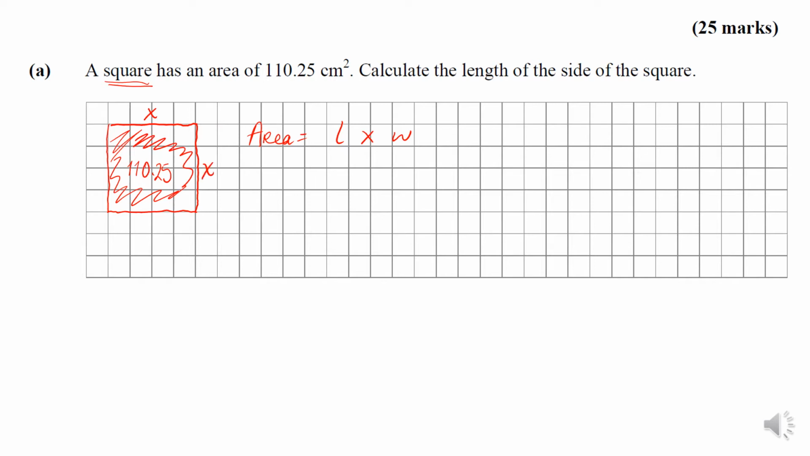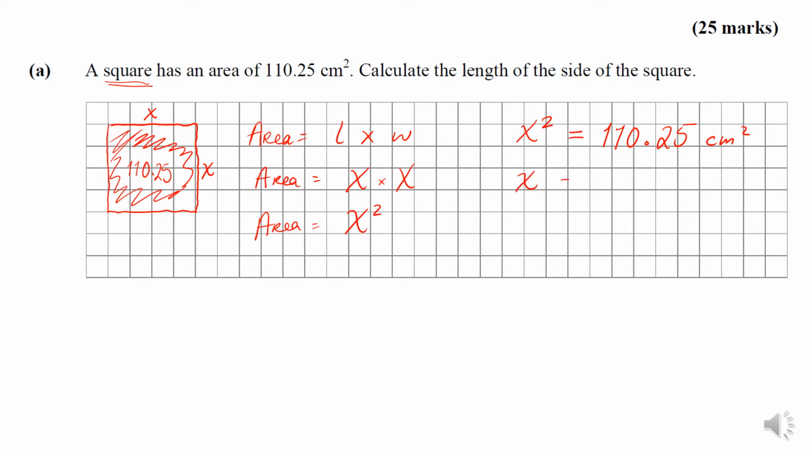So our area is equal to x multiplied by x, or the area is x squared. We can say x times x is x squared, and x squared, when you multiply the length by the width, would give you the area of 110.25 centimeters squared. So what number, when you multiply it by itself, gives you 110.25?